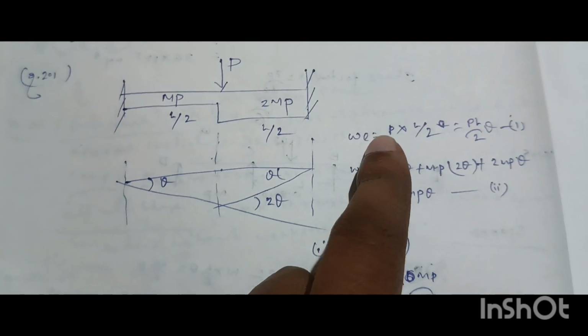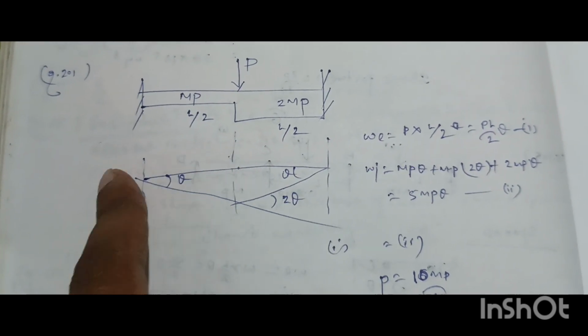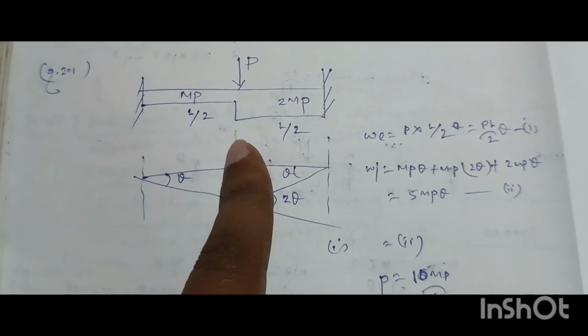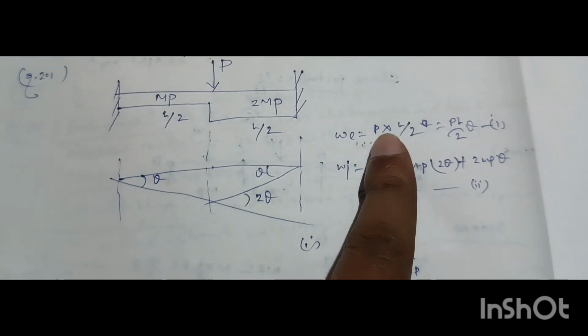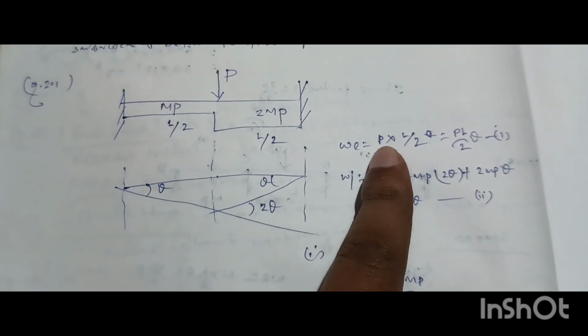So external work done will be equal to load into deflection. Load P into deflection L by 2 into theta. This length is L by 2 and this length is L by 2, right, of this load. Okay, so we can write load P into deflection L by 2 into theta. So PL by 2 into theta. This is equation number 1.